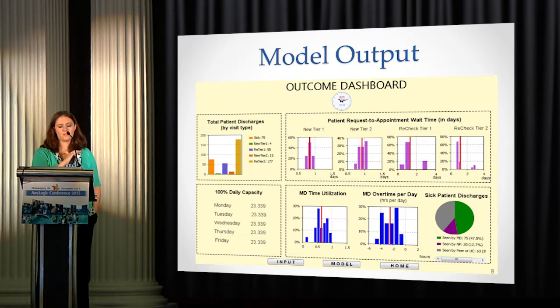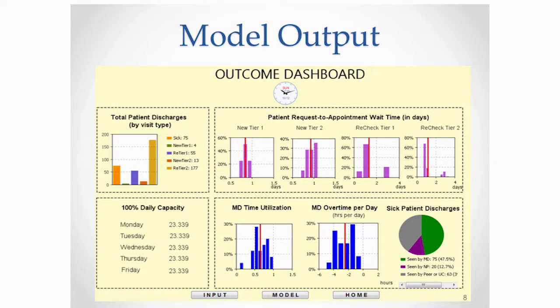Here I just want to kind of give you an idea of what we're printing out, and we'll talk about a little bit more of the results later on. So in the top left, where you have that bar graph there, that's telling us the total among the 5 patient types that we have, so sick, tier 1, tier 2, new, and recheck. We know how many patients we see of each type. Below that, in the box here without any graphs, this is showing the daily capacity.